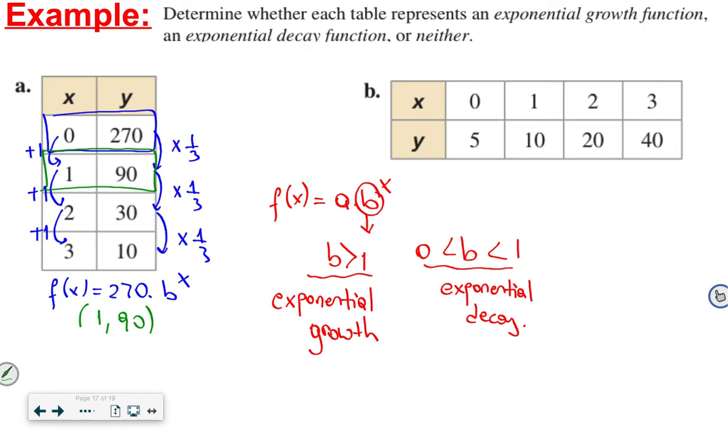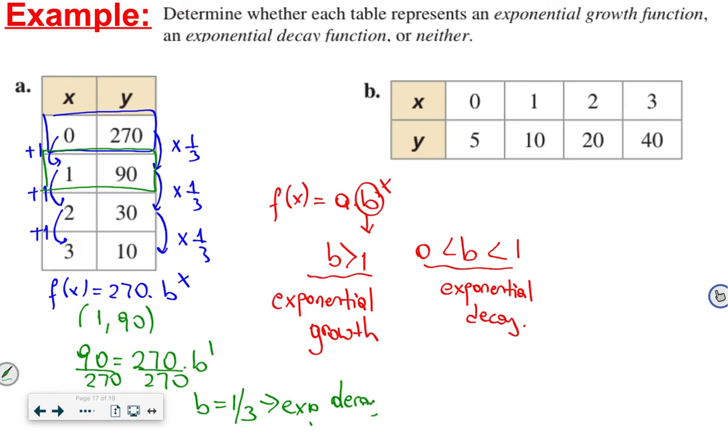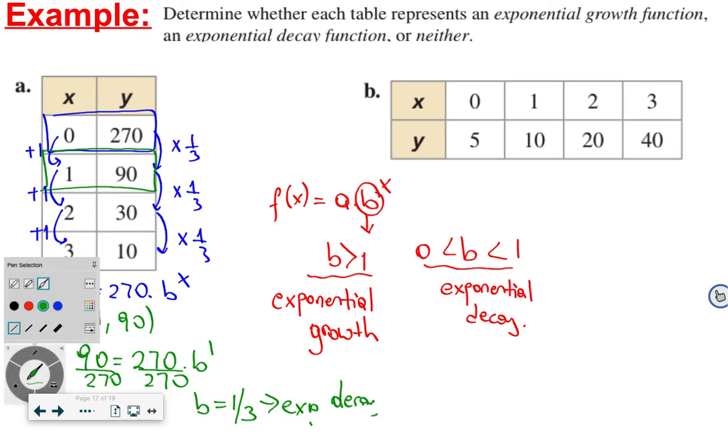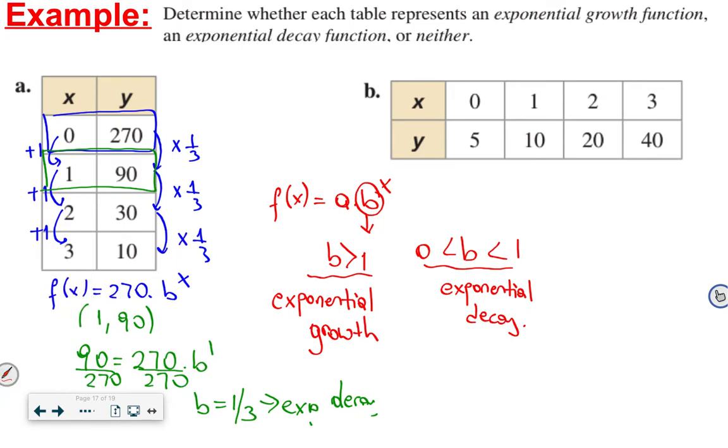What is the y value? It is 90. What is the x value? Which is 1. Substitute: 90 is equal to 270 times b to the power 1. From here, if we divide both sides by 270, you will get that b is equal to 1/3, which is less than 1 and greater than 0. That's why this is exponential decay. The first one is exponential decay. What about the next one?